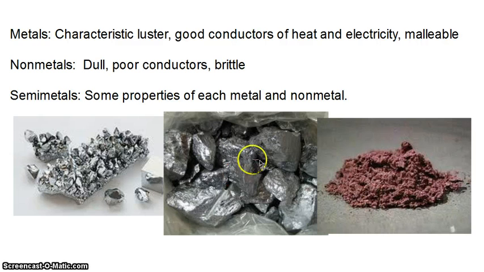And then semi-metals have some properties of each. So you can see in the middle here, the silicon. Silicon is very shiny, like a metal. It's very brittle, like a non-metal. It's not a great conductor, but it's an okay conductor. In fact, silicon would be considered a semiconductor.